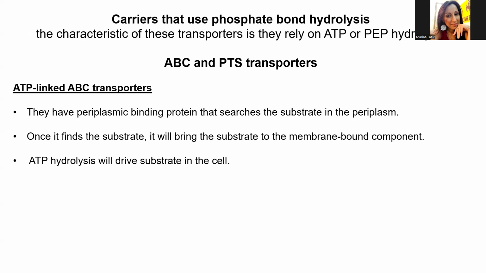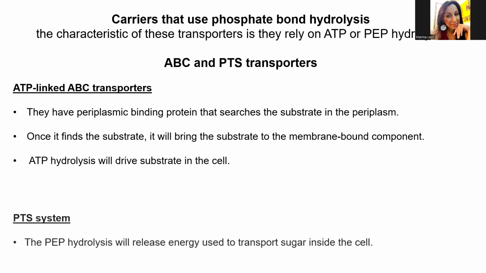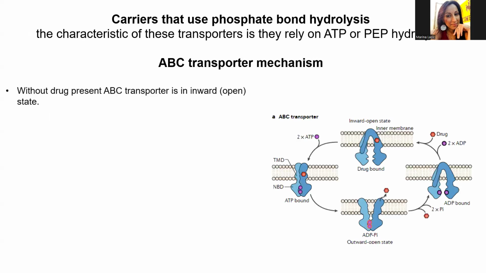Usually there are a few proteins that span both membranes if we talk about gram-negative bacteria, which you will see later. In the phosphotransferase or PTS system, it's not ATP hydrolysis that drives molecules. It's phosphoenolpyruvate hydrolysis, and we already saw that in catabolic repression, and we will see it again today.